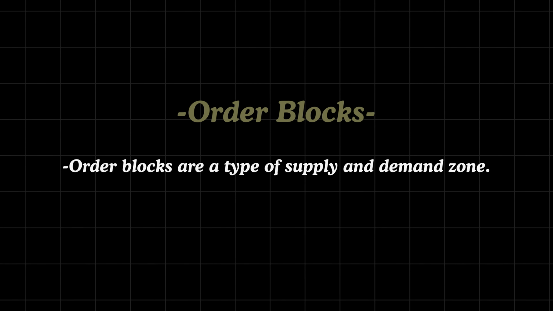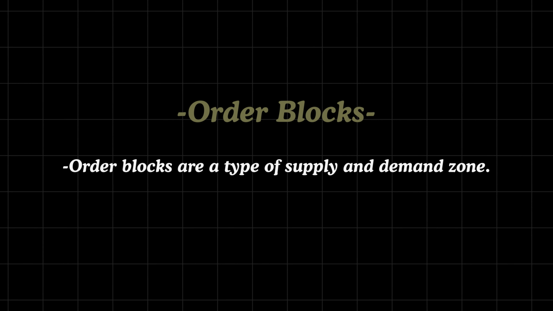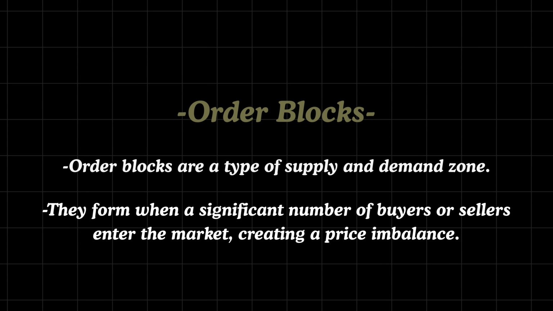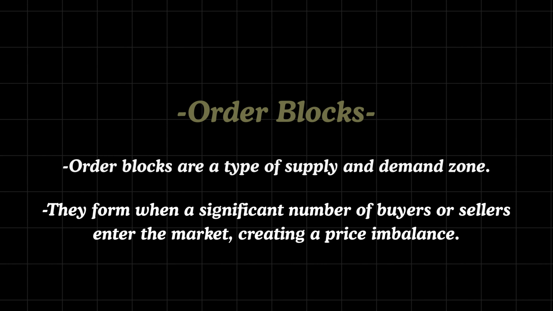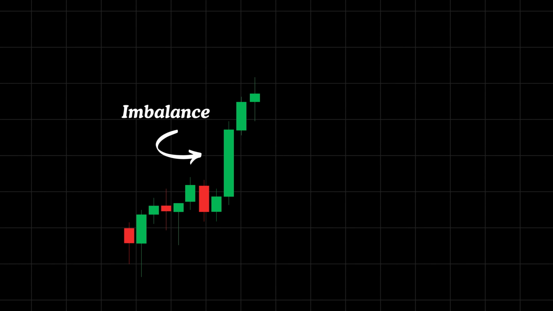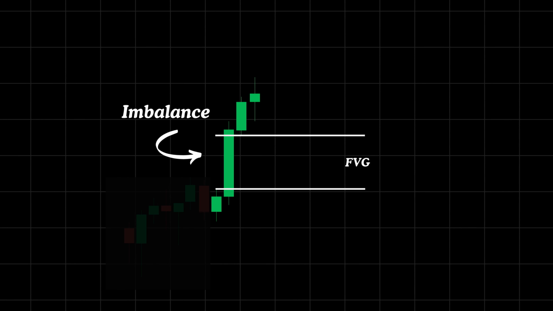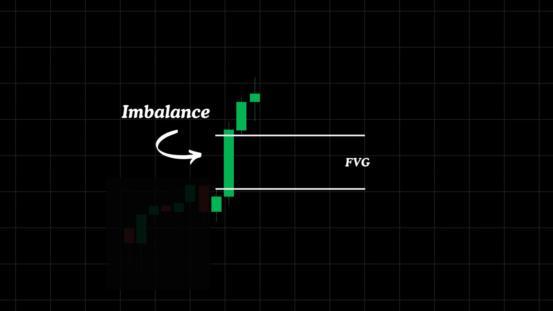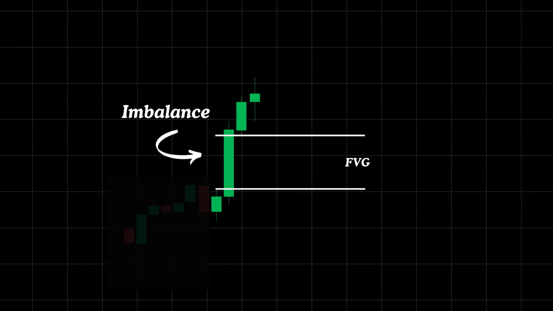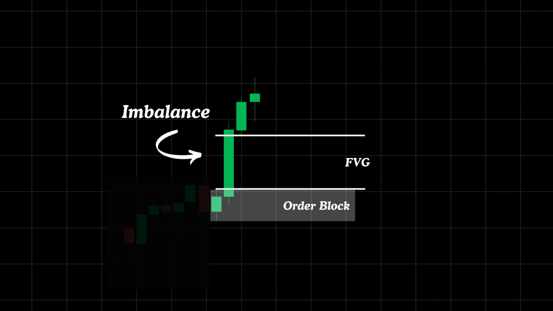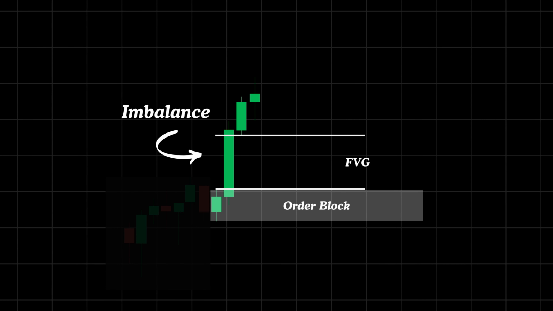Now, order blocks are a type of supply and demand zone, but they form when a significant number of buyers or sellers enter the market, creating a price imbalance. This imbalance between buying and selling pressure is visible through fair value gaps. Such gaps occur when price moves rapidly, leaving orders unfilled, and the market may later return to these areas to restore balance. We highlight the candle before the gap as our order block zone.